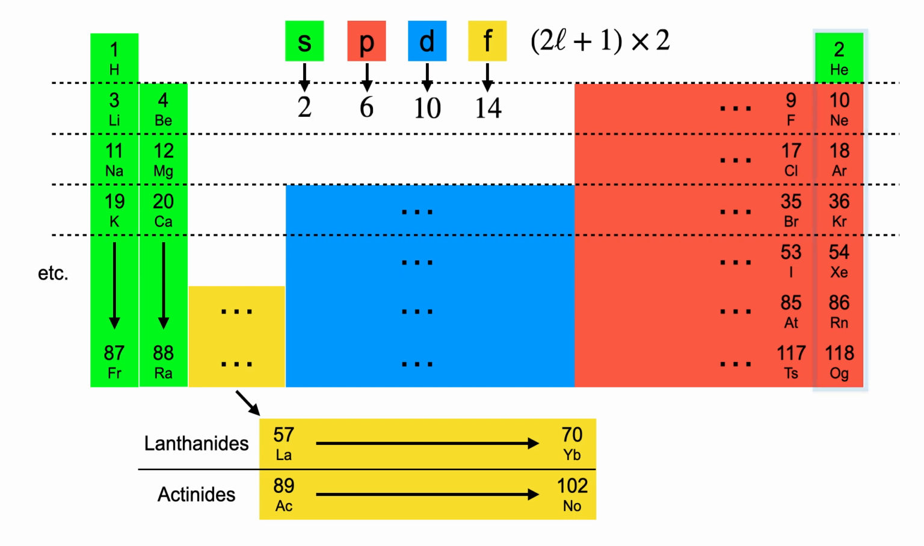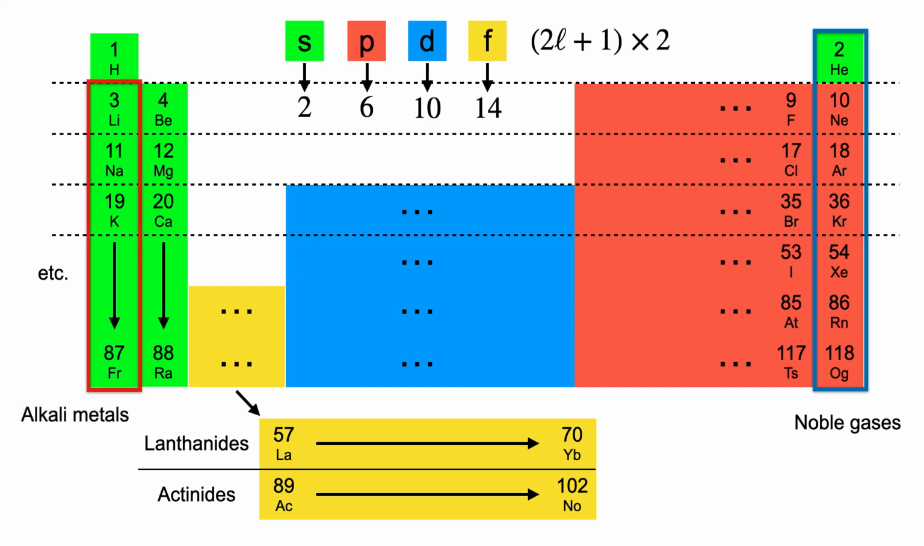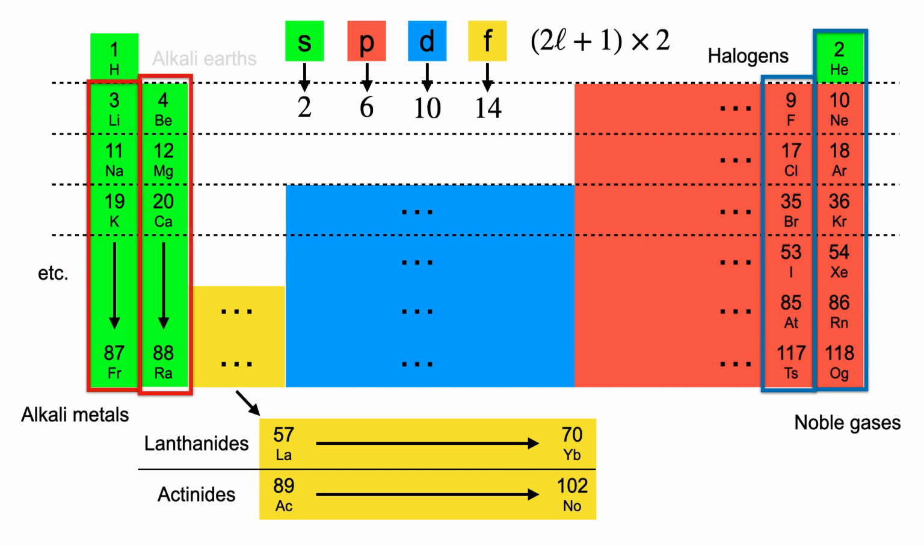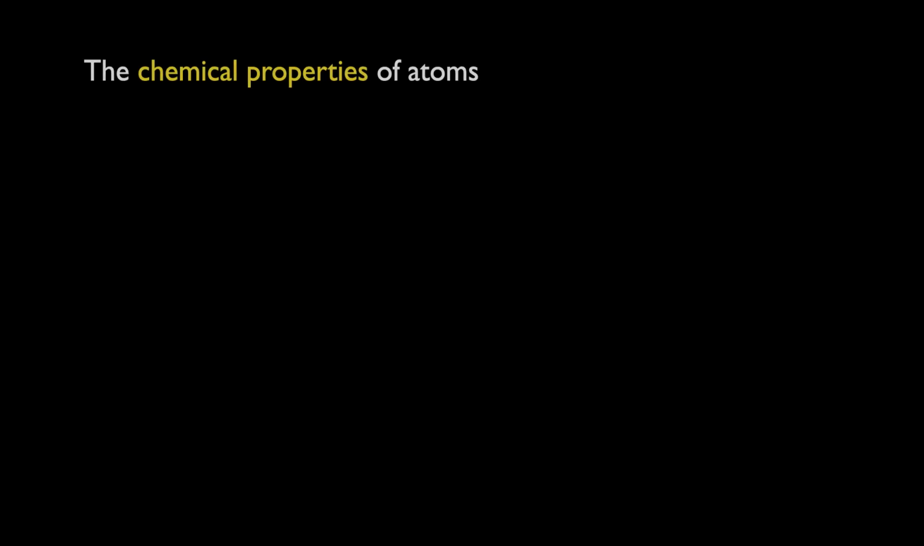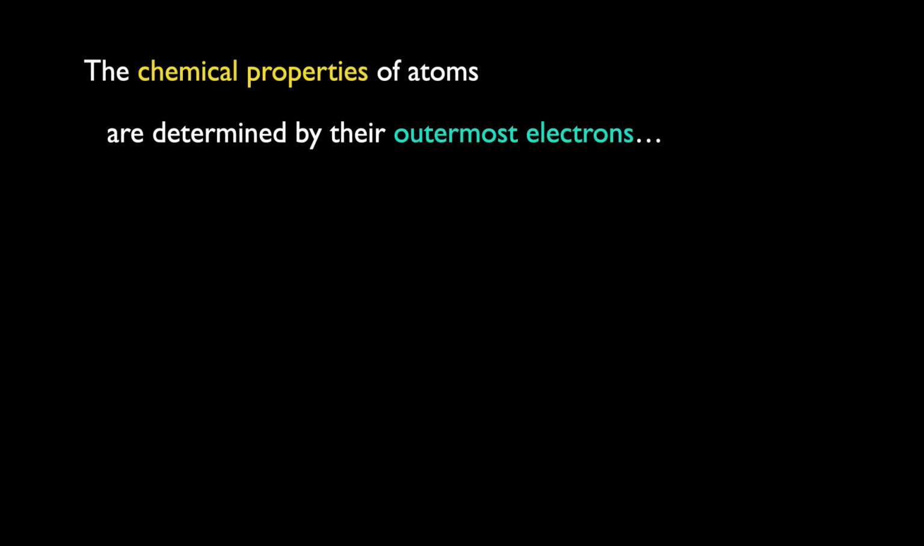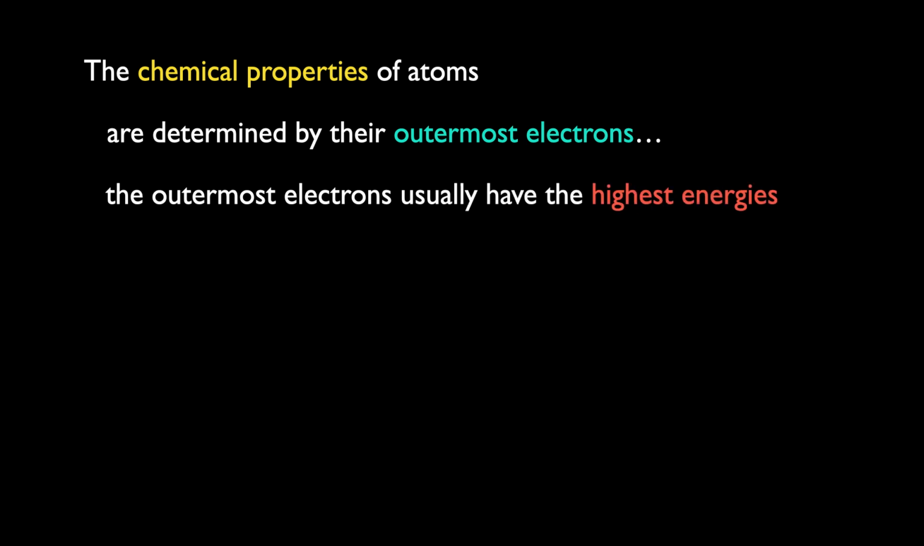The groups that form the columns at both ends are the noble gases and the alkali metals. The next columns inwards are the halogens and the alkali earths. The lanthanides and the actinides are the elements with their highest energy electrons in the f orbitals. The general rule is that the chemical properties of atoms are determined by their outermost electrons, and the outermost electrons usually have the highest energies, except for the lanthanides and the actinides.